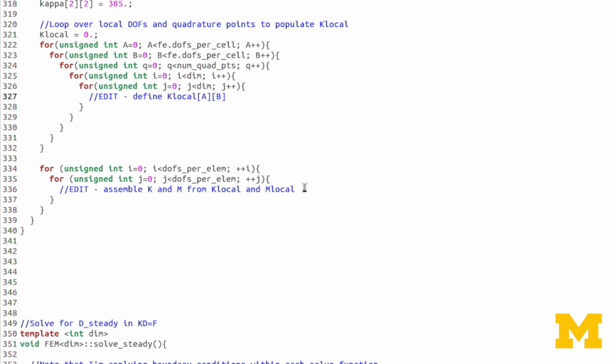All right. We don't have a forcing function in this problem, so f local will be 0. And so we don't even bother in this assembly to assemble F, our global vector. But you will be assembling K and M, very similar to previous assignments, right?